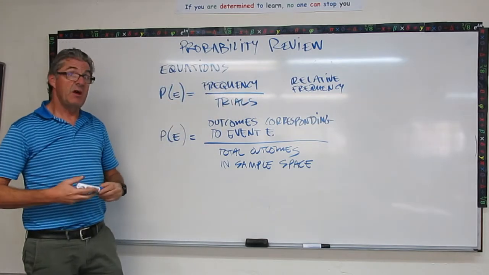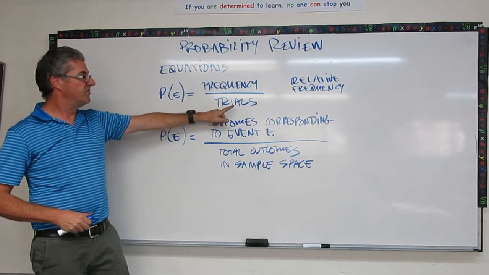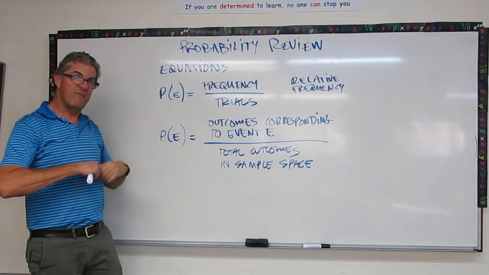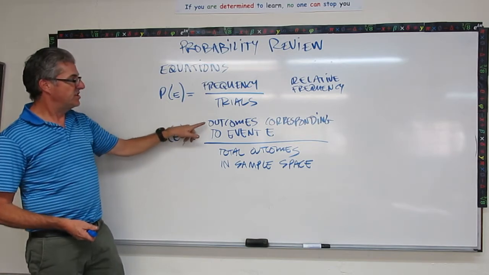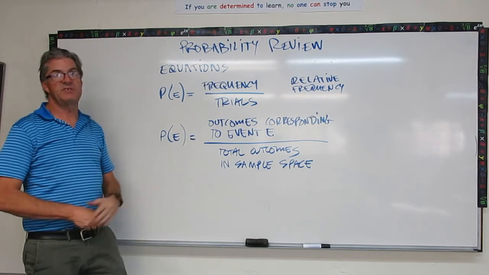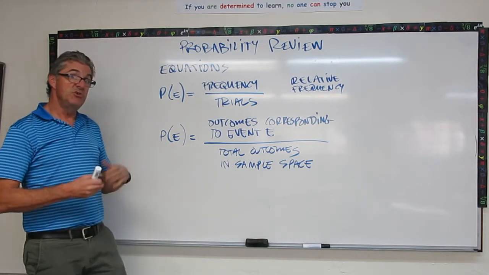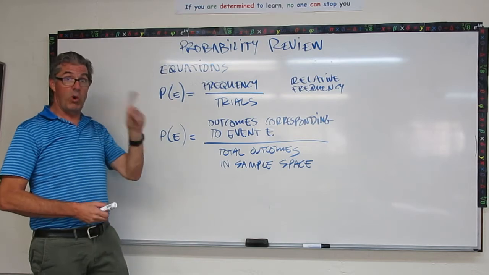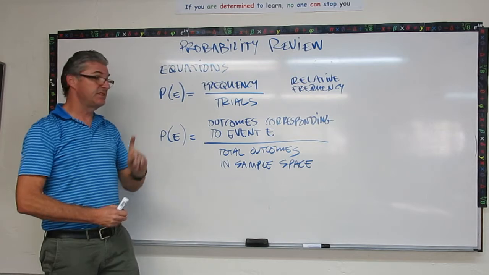Okay, so this is like flipping a coin 50 times and recording how many times you got heads over the total number of trials, which would be 50 in that case. So we have another more formal way of looking at this. The probability of event E is the number of outcomes corresponding to E over the total outcomes in the sample space. So this is with theoretical. So this would be using a die to say the probability of a 6 was 1 out of 6, because there's 6 sides and there's only 1 6 in the sample space.